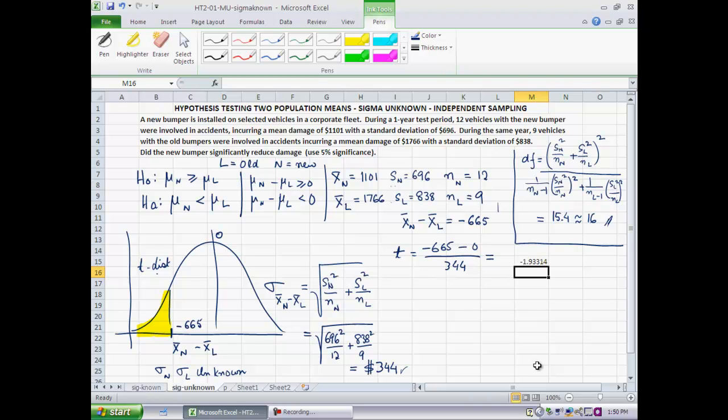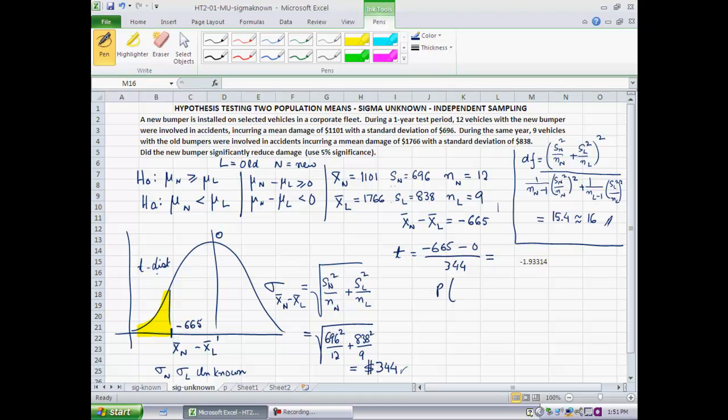So the physical interpretation is this difference of minus $665 between the new bumper and the low bumper is 1.93 standard deviations below the mean. Is that large enough? Whether it is large enough or not depends on how much risk I'm willing to assume, and the risk I'm willing to assume is 5%. Okay, so let's compute the probability that I would get a sample statistic at least as extreme as minus 665 if the null were true as an equality.